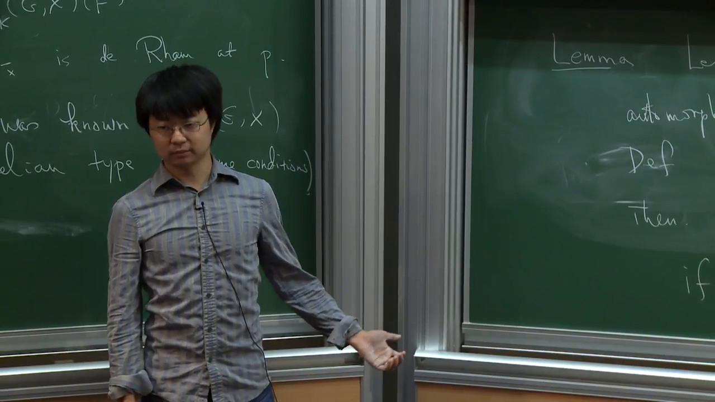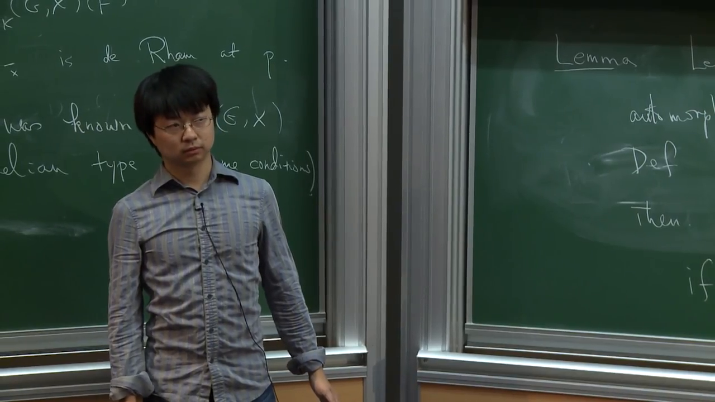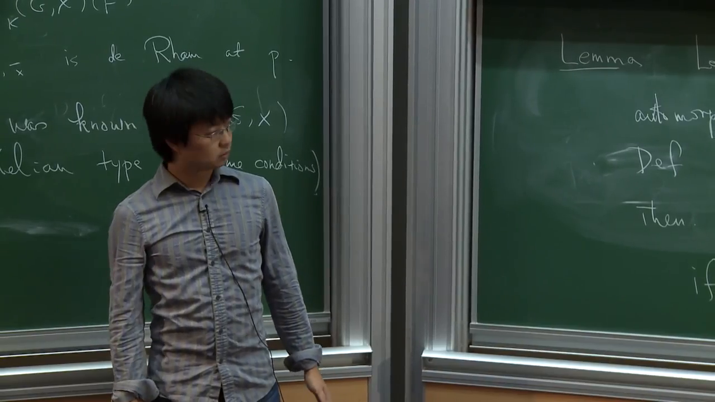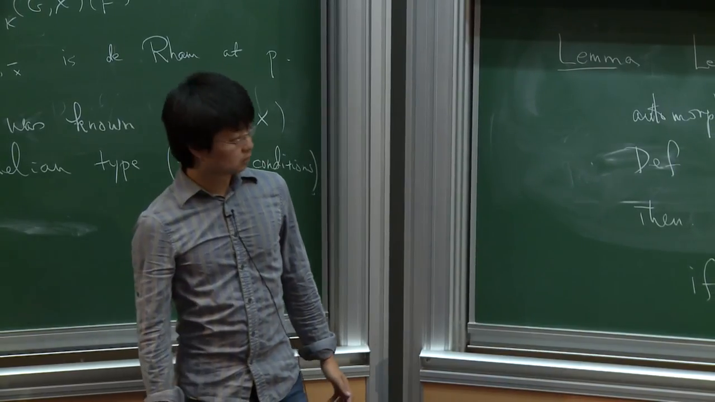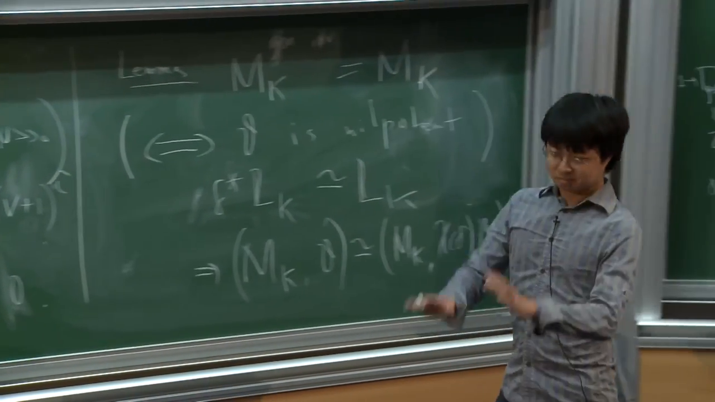Is it de Rham? At the end, it's de Rham. At the end, it will be de Rham. But the whole system is de Rham? The whole local system is de Rham. It could be even more Hodge-Tate because theta equals zero. Maybe, I don't know.